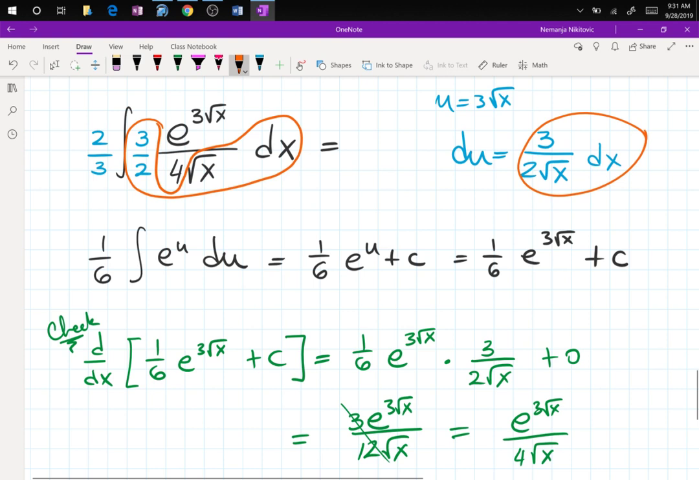Where does the 4 go? 3 times 4 is 12. Yeah, you factor it out, and then 2 and 12 cancel to 1 over 6.